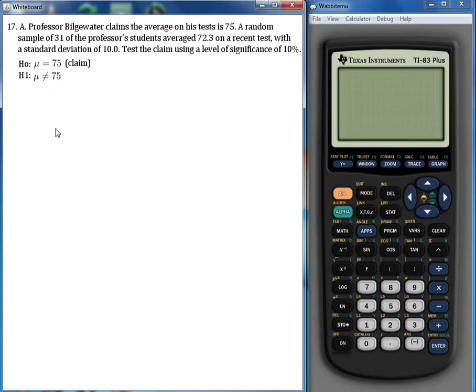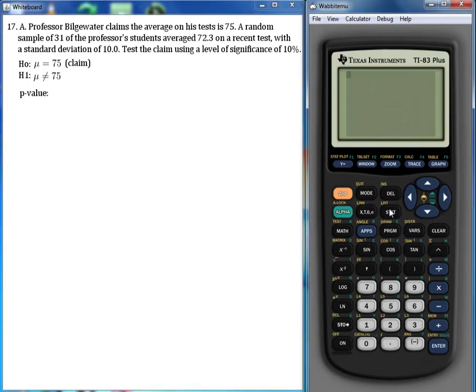Right, so there's that. Now, next up is the p-value. We'll need to calculate it. And we use the calculator under the stat menu and over to tests. And we just have to decide which test we're using. So we are testing a mean here because we're testing the average on the tests, which means we're going to be using the t-test function. And everything's coming out of statistics.